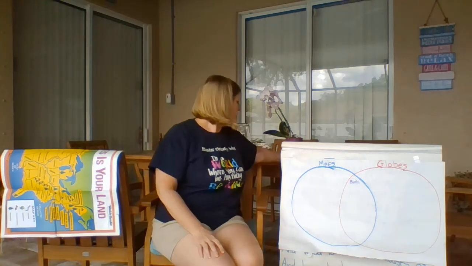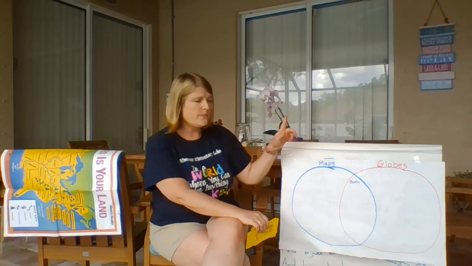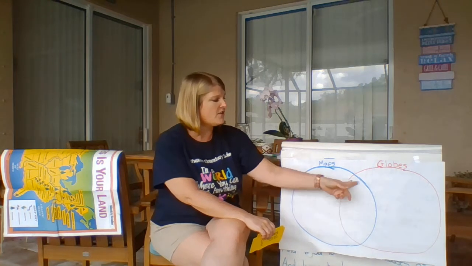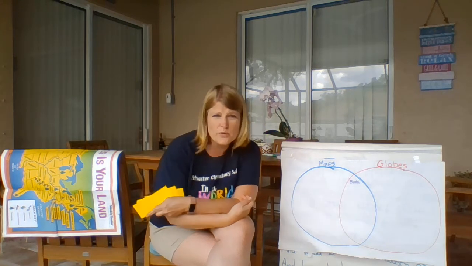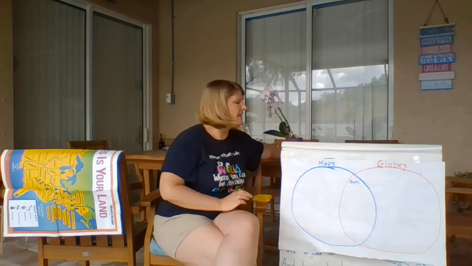So the last part of our lesson is I have some cards made up here. And you notice I have a Venn diagram. And if you've been in my class, we've used a Venn diagram for quite a few things. So we have our maps circle and our globes circle. And then we have our section here in the middle that overlaps for both of them. And I have some cards that I'm going to hold up and read to you. And I want you to help me decide, is this something that's for a map, is this something that's for a globe, or is this something for both? And we'll go ahead and put those into the right section. Got my tape here so we can hang those right on up there.